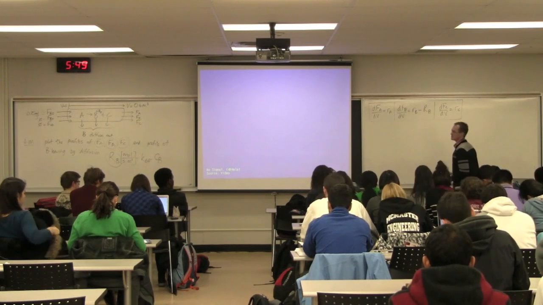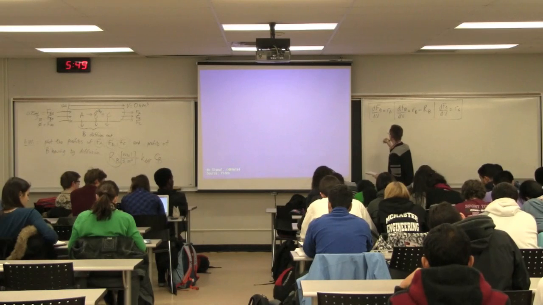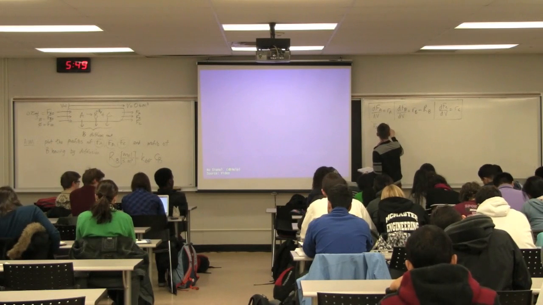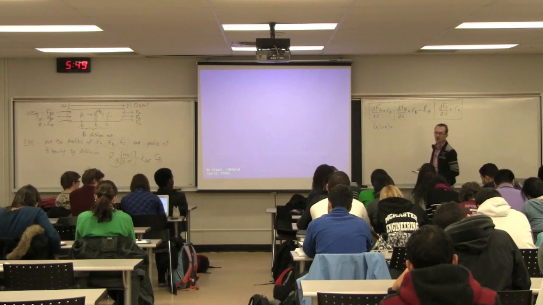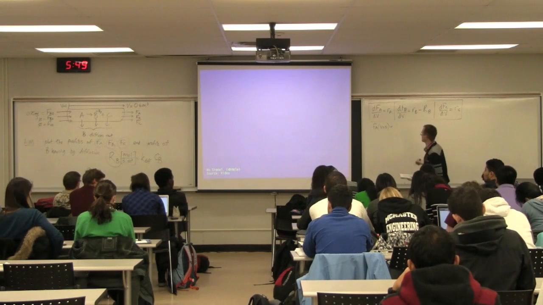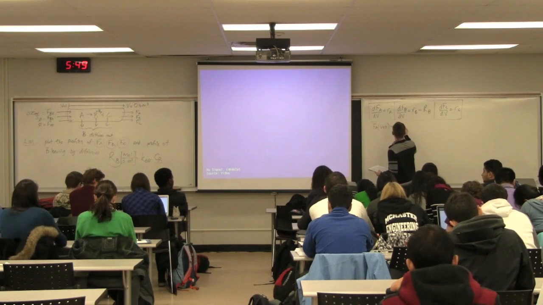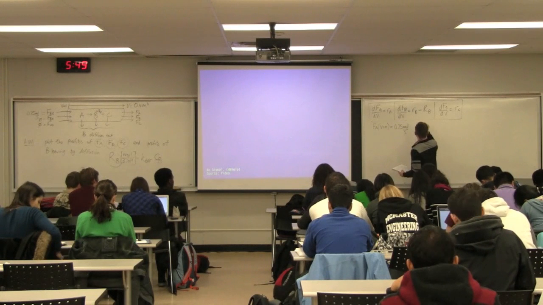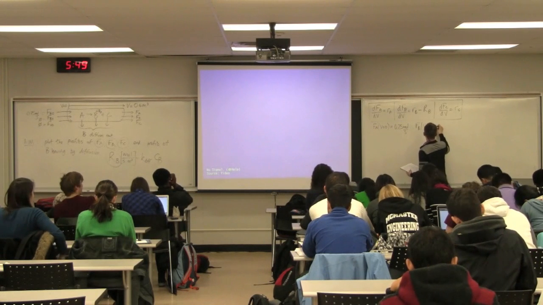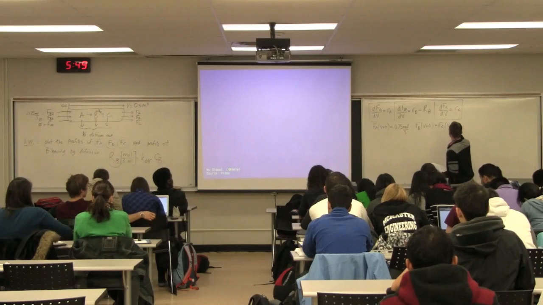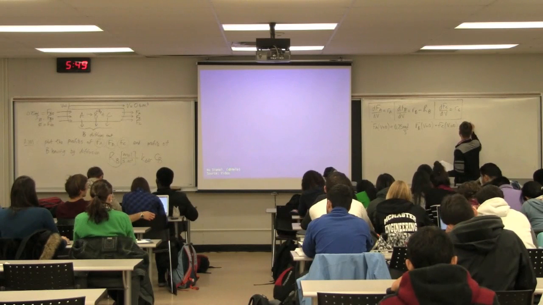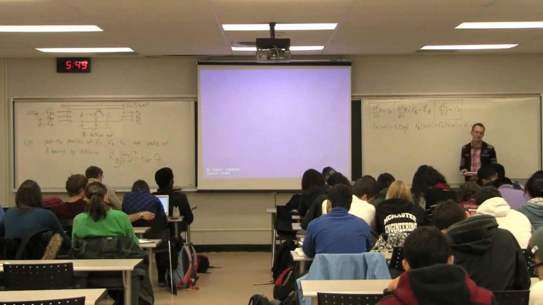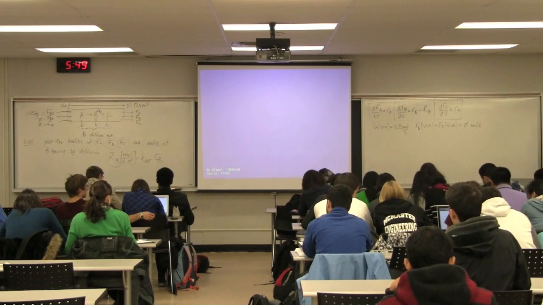Three differential equations, each of them requires an initial condition. FA at V equals 0 is equal to 0.25 moles per second, at the entrance of the reactor. FB at V equals 0 is equal to FC, which is equal to 0 moles per second. So we don't have any flow of B and C coming into the reactor.